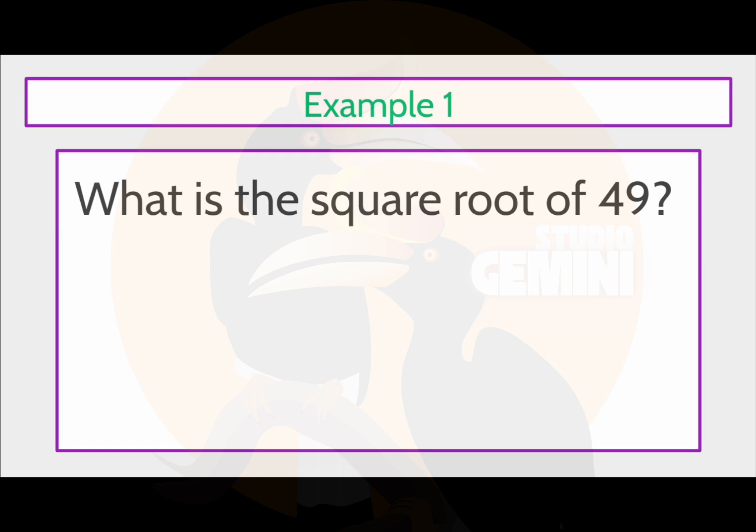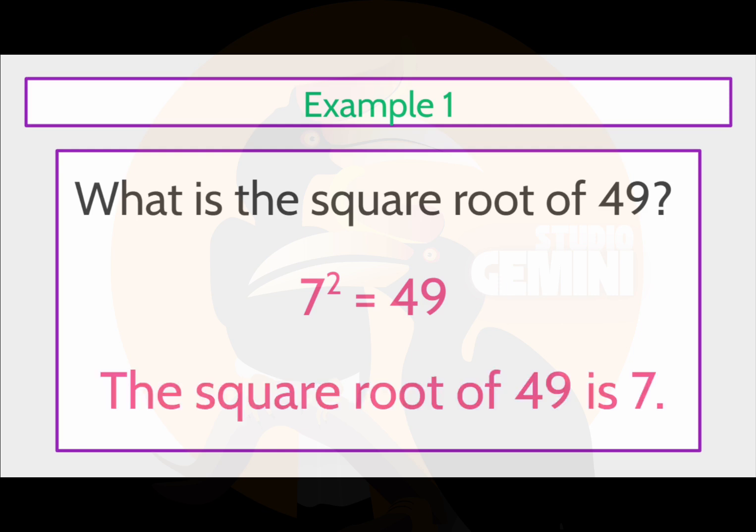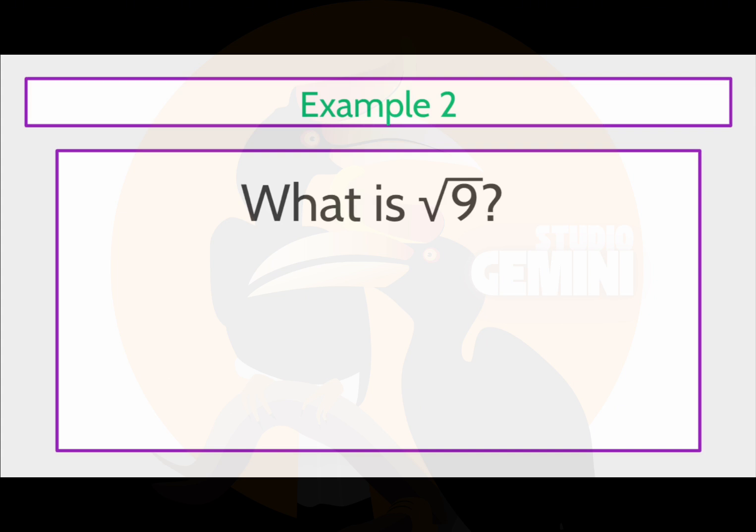Example 1. What is the square root of 49? To find the square root of 49, we ask ourselves, what number squared equals 49? 7 squared equals 49. So the square root of 49 is 7. Let's try another one. Example 2. What is the square root of 9? In order to determine the square root of 9, we need to find the number that equals 9 when squared. 3 squared equals 9, so the square root of 9 is 3.